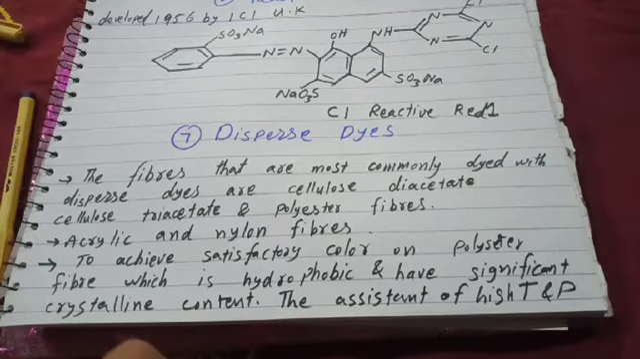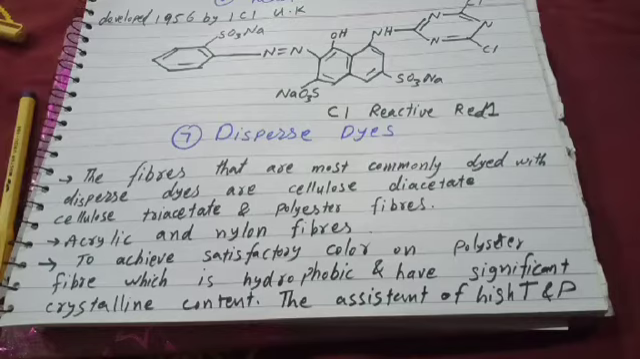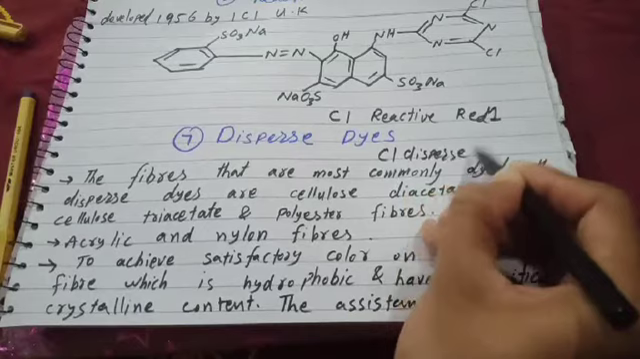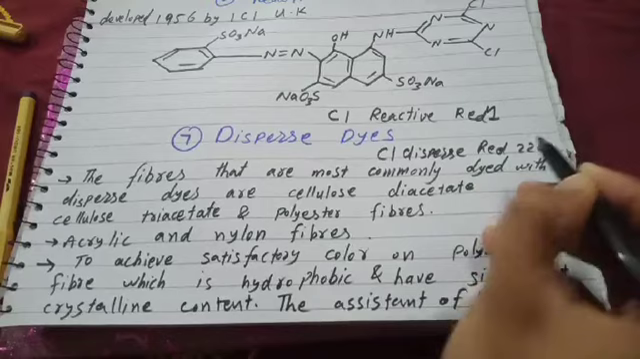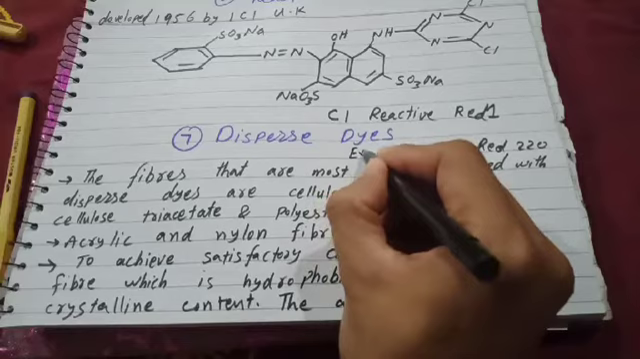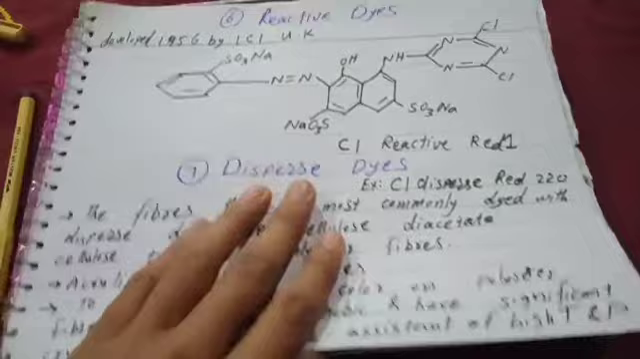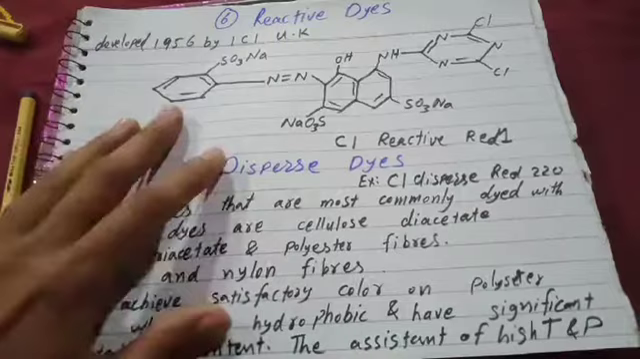So the example of disperse dyes is the CI Disperse Red 220. This is the example of this dye. This is the brief introduction related to the alizarin dye and disperse reactive dyes. You can understand.